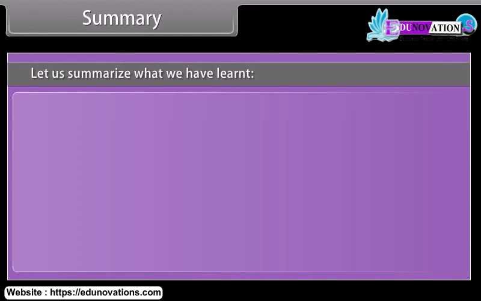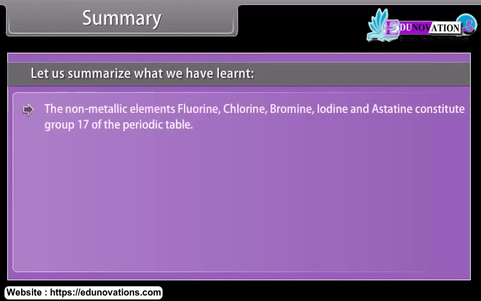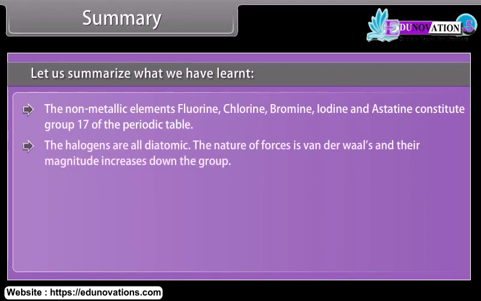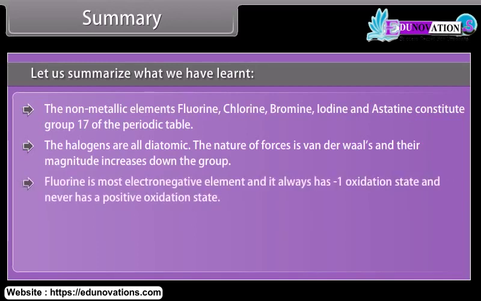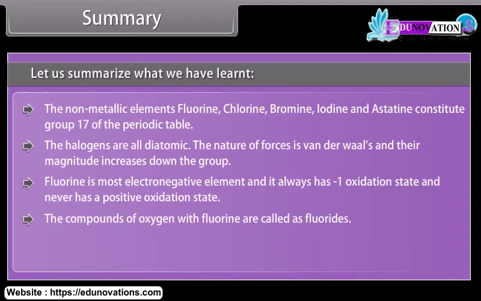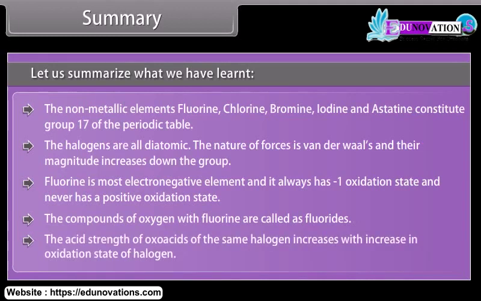Summary. Let us summarize what we have learned. The non-metallic elements fluorine, chlorine, bromine, iodine and astatine constitute group 17 of the periodic table. The halogens are all diatomic. The nature of forces is van der Waals and their magnitude increases down the group. Fluorine is the most electronegative element and it always has a minus 1 oxidation state and never has a positive oxidation state. The compounds of oxygen with fluorine are called fluorides. The acid strength of oxoacids of the same halogen increases with increase in oxidation state of the halogen.